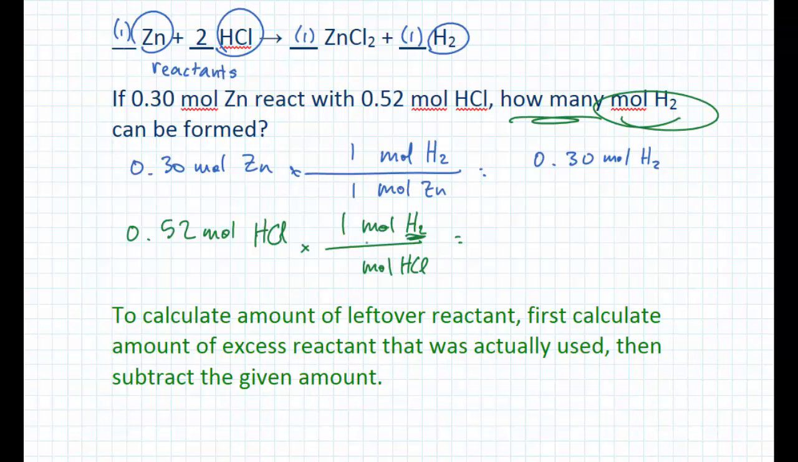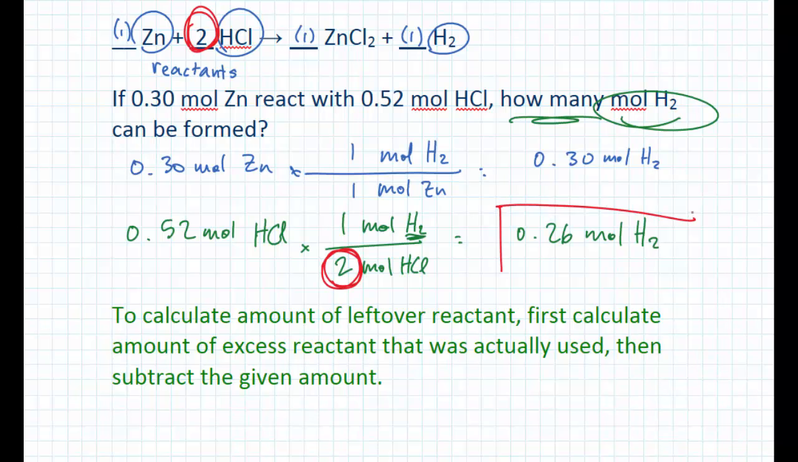1 mole of H2. How many moles of HCl down on the bottom then? 0.26. And a lot of students answering this kind of question would just leave it like that and go on. But that hasn't answered the question, right? The question is how many moles of H2 can be formed? So what is the actual answer to this problem? Yeah, 0.26 is how many moles of H2 can be formed.